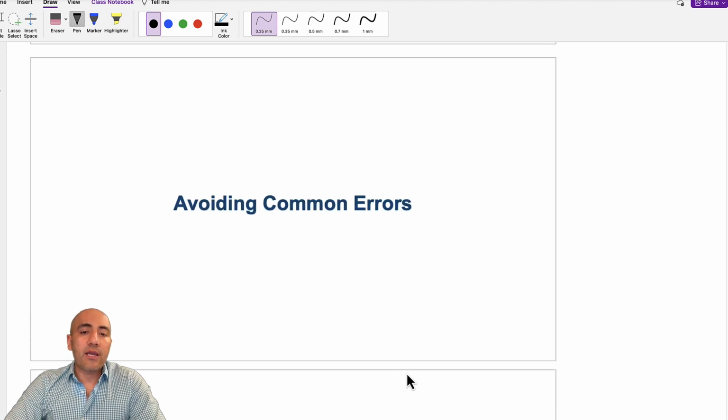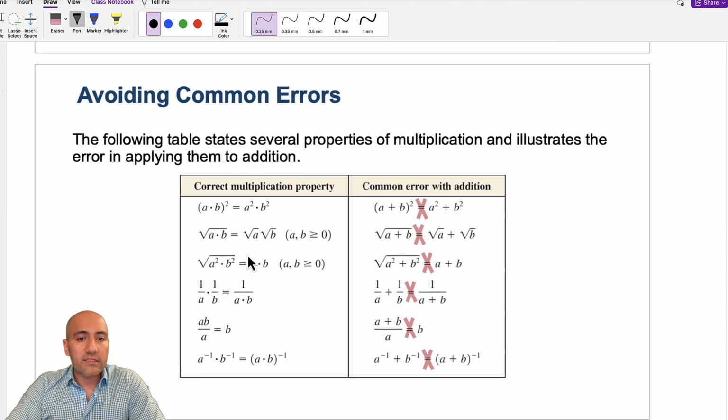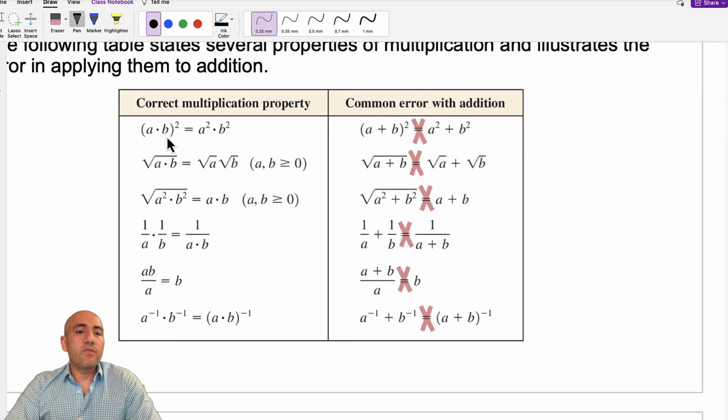Okay, avoiding some common errors. So here's this nice little table that provides some common mistakes people make, along with some things that are true. So let's look at this table. Let me zoom in. Okay, so things on the left are correct. They are true. This is how we can simplify these statements. So if you're given a times b parentheses squared, multiplication there, then you can simplify by saying that this is equal to a squared times b squared.